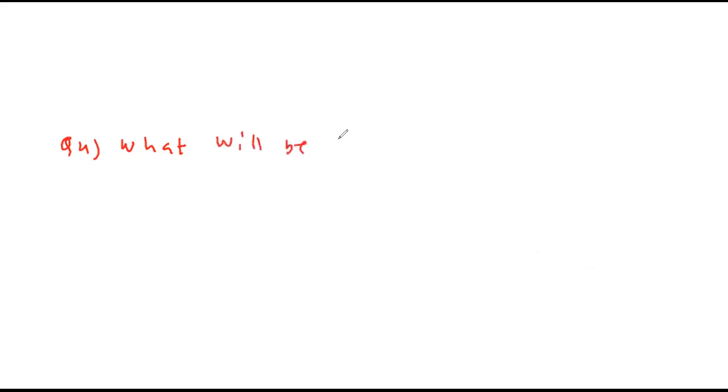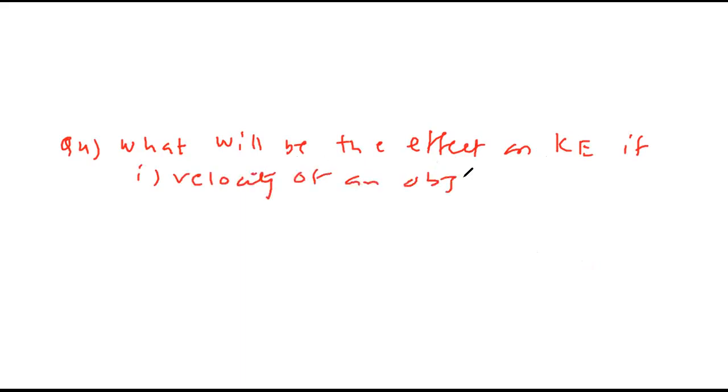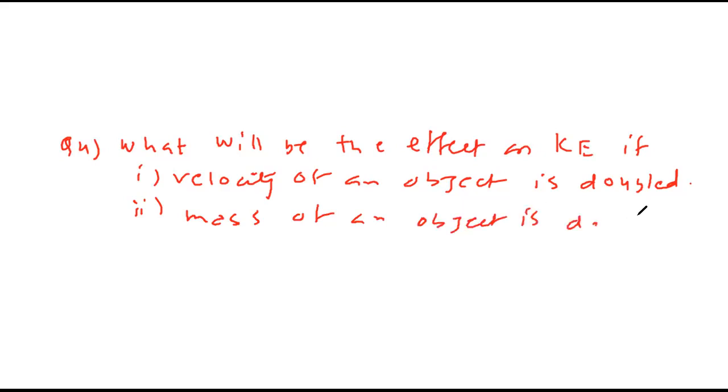What will be the effect on kinetic energy if first, the velocity of an object is doubled, second, the mass of an object is doubled. What is 2 square? 4, okay.